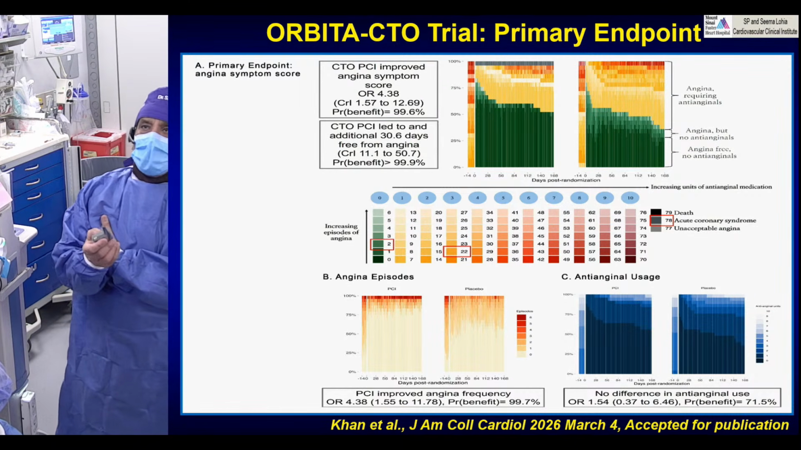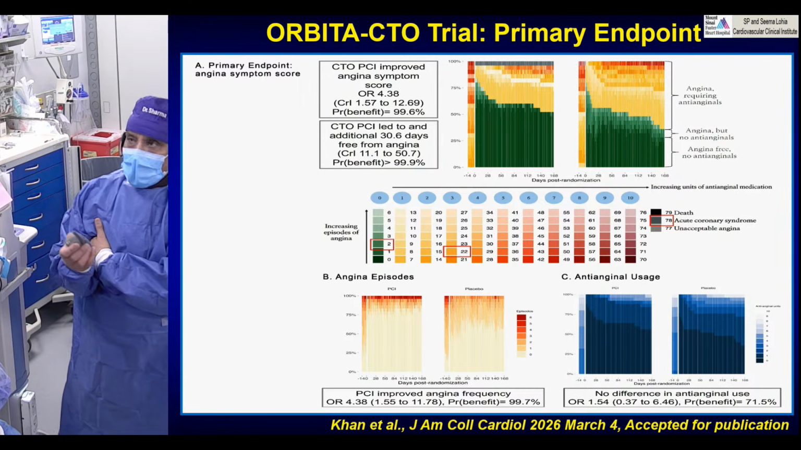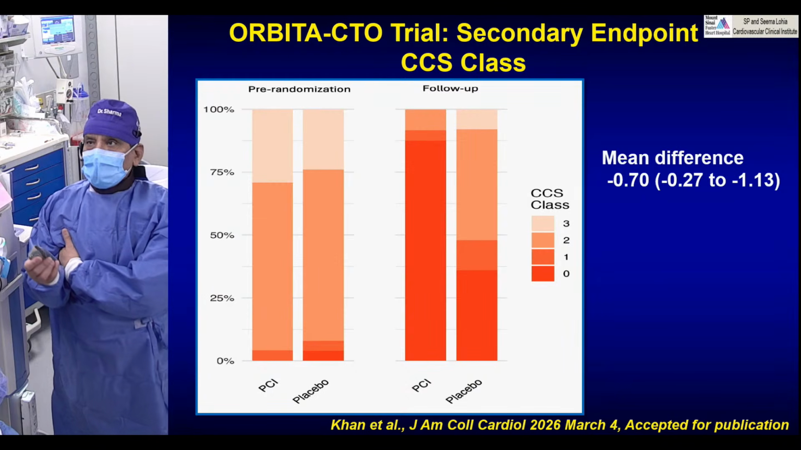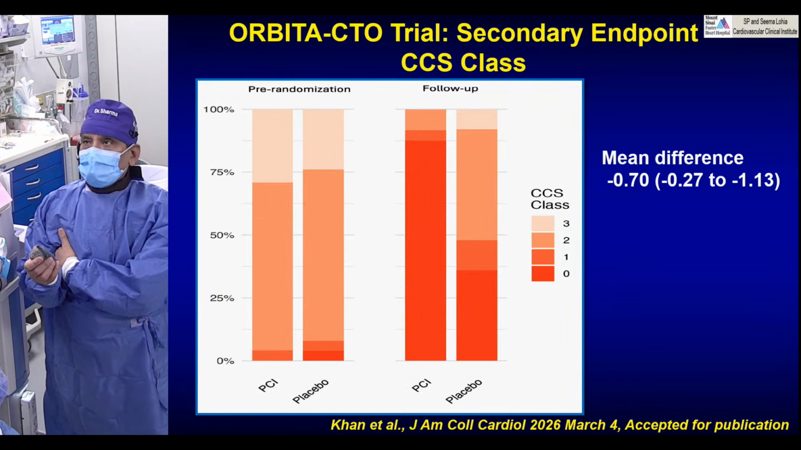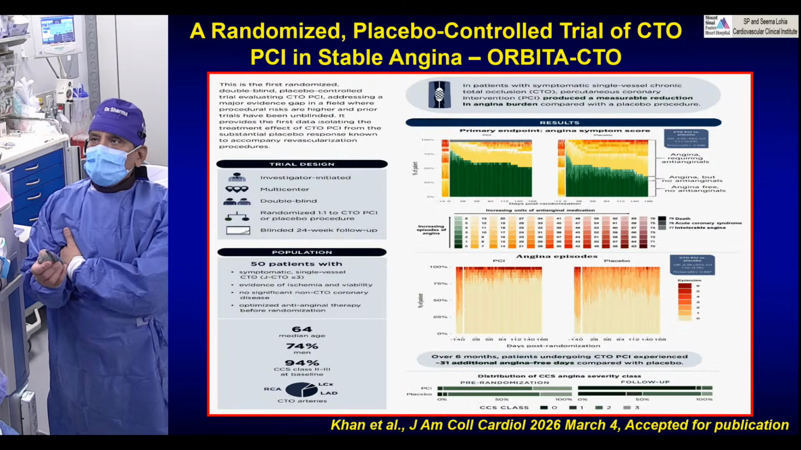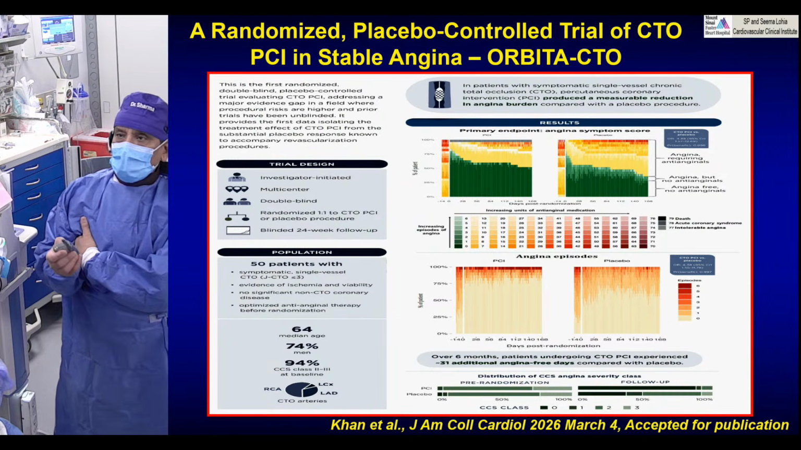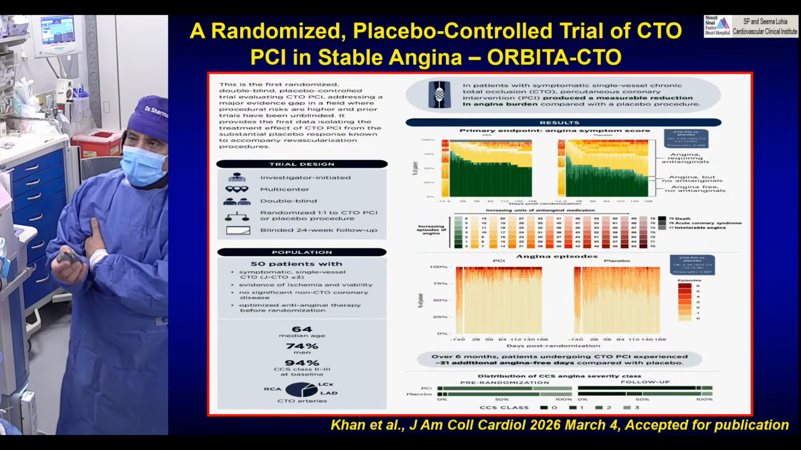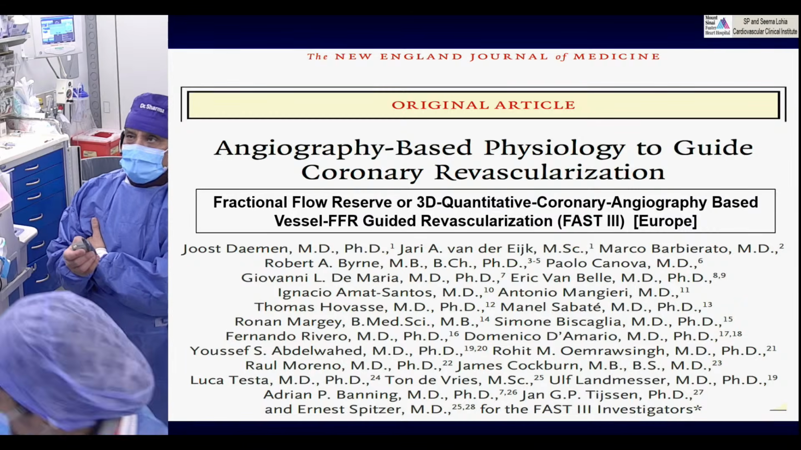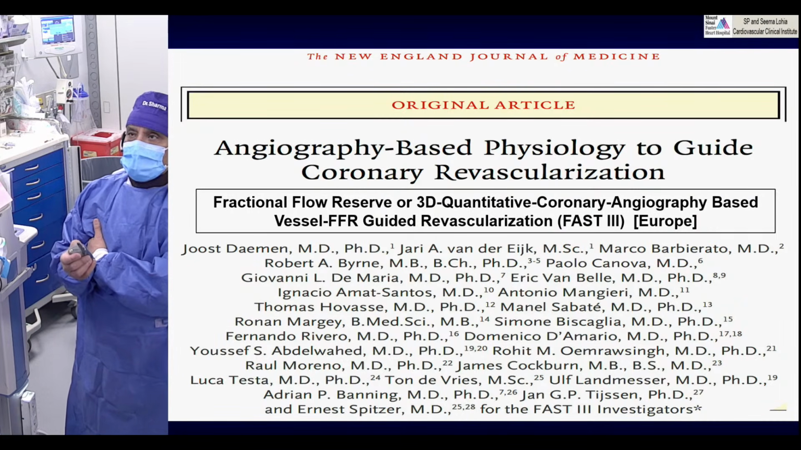The CTO PCI improved angina symptoms and angina score, and although medication use was not different, angina class significantly improved with the PCI, with more patients in class 0 and 1 compared to 2 and 3 compared to medical therapy. So this is a central illustration just to show that at follow-up, angina class improved and angina frequency decreased in patients with revascularization. Second trial, all these are published in NEJM.